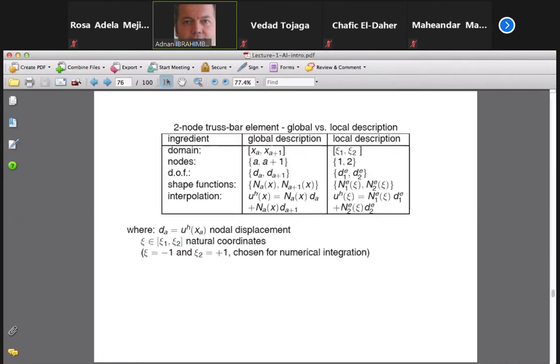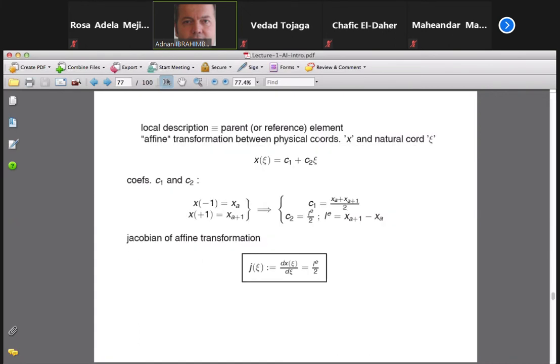How do you replace the polynomial in x with the polynomial in xi? Well, first of all, we had a linear shape function in x, so we're going to have a linear function in xi. Hence, the transformation that takes us from x space to xi space has to be a so-called affine transformation, which is equal to a constant c1 plus c2 times xi. And this is going to give us x of xi.